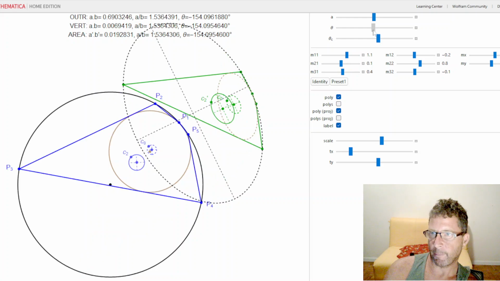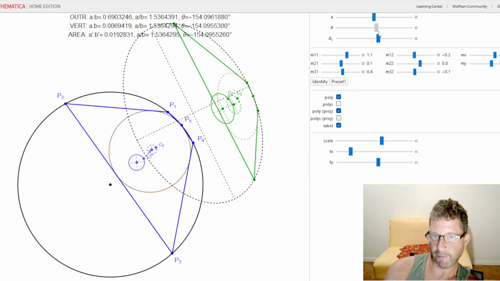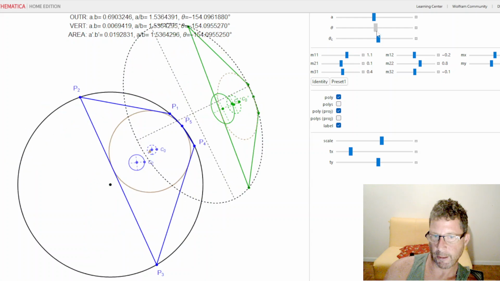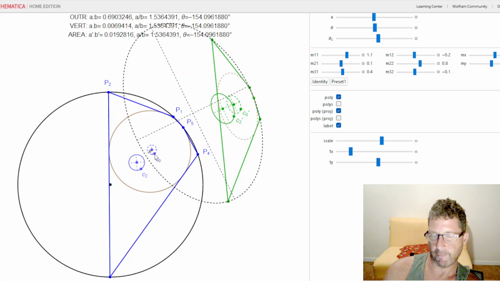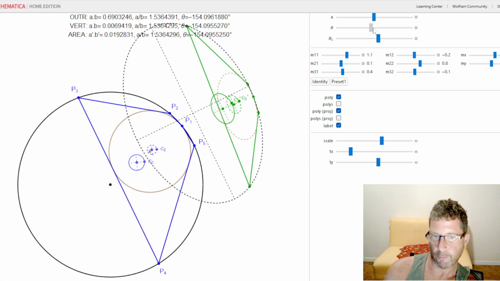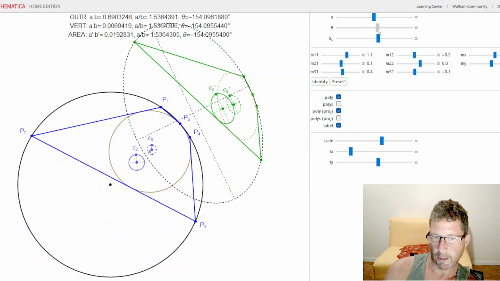So the blue family is an n equals 5 bicentric family of polygons. I'm also showing in its interior the locus of its vertex centroid C0, it's going along a circle, and the locus of its area centroid C sub 2. Both of them are just traveling along distinct circles.